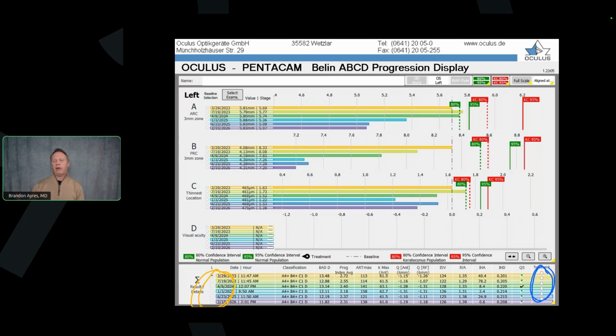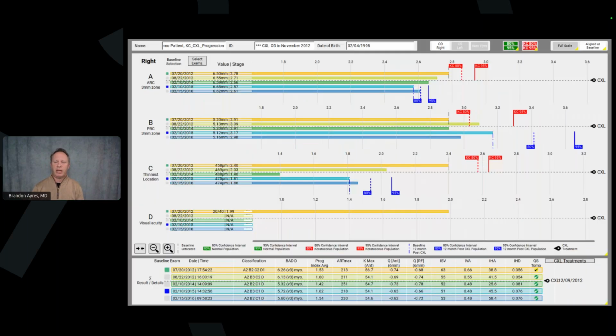Now, this is what I was talking about. This is a patient, and this is not my patient. This is an example slide. But this shows a patient who's been in the office and had 5 different exams, and they were cross-linked. So you see down here, you can denote when that patient had their cross-linking.